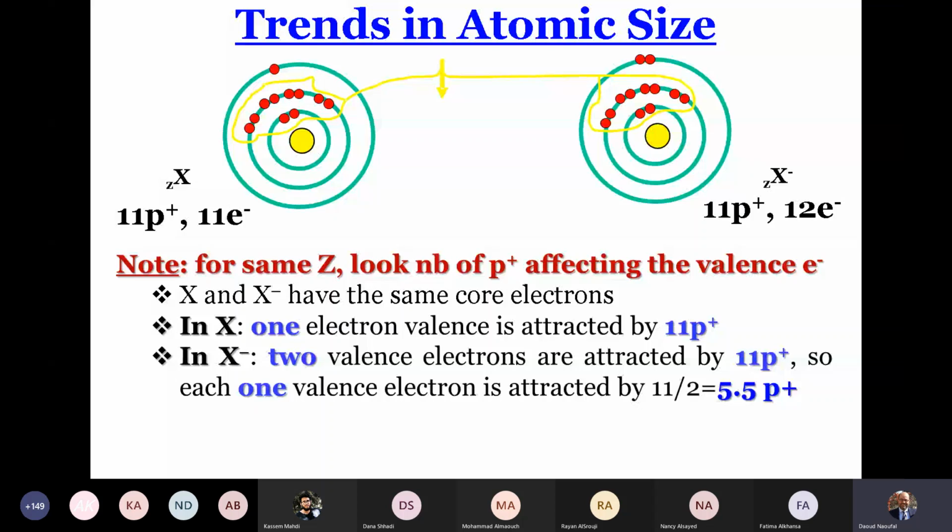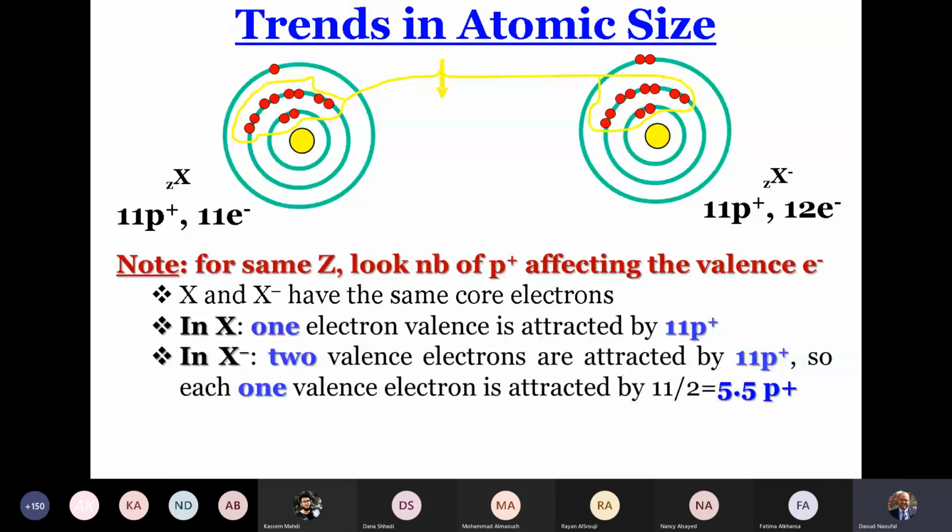Suppose I want to compare now X and X minus. X minus is the ion of X. But X and X minus have the same Z, so rule 1 could be applied. What to do is to look at the number of protons per 1 valence. In the first, I have 1 attracted by 11, so the attraction is 1 to 11. In the second, I have 2 attracted by 11, so 1 is attracted by 5.5.